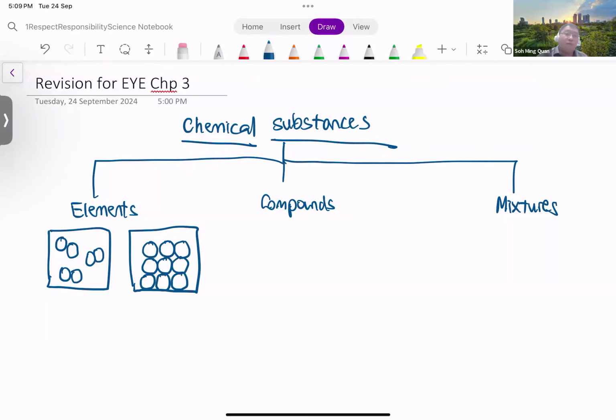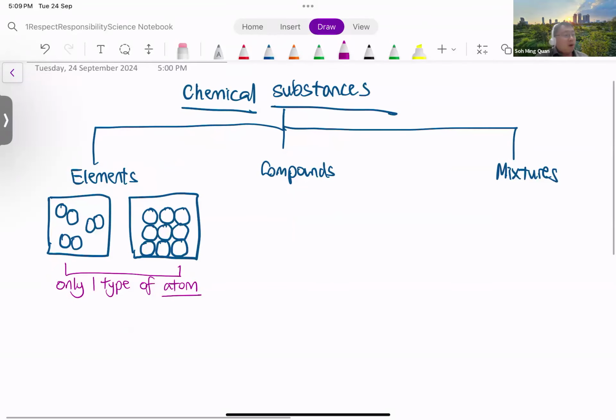So how can you tell from this diagram that these are elements? You can tell that these are elements because they contain only one type of particle. And if you recall, we said that these particles are atoms. They contain only one type of atom. As you can see from the one type of circle, all of them only contain the white circle. Because it contains only one type of atom, it is an element.